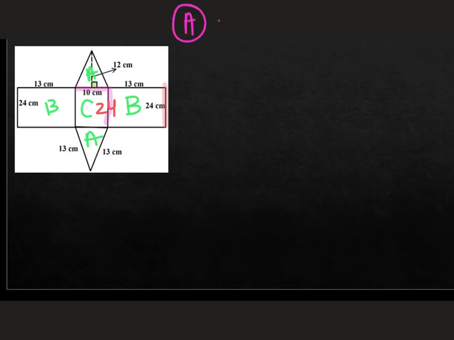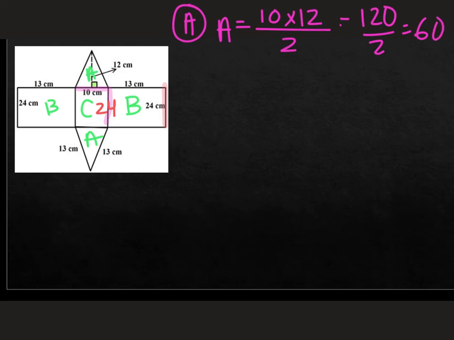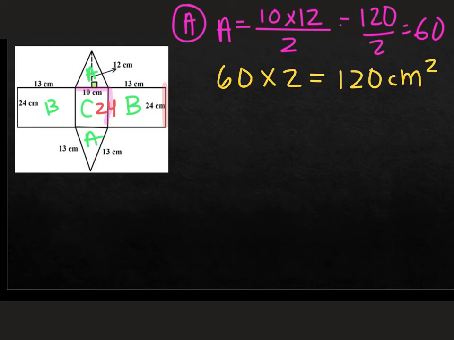Shape A was my triangles, so base times height, divide it by 2. My base was 10 times my height, which is 12, divided by 2. 10 times 12 is 120. Divided by 2 is 60. So that is the area of one of our triangles. We need to find the area of both of our triangles, which would be 120 centimeters squared.